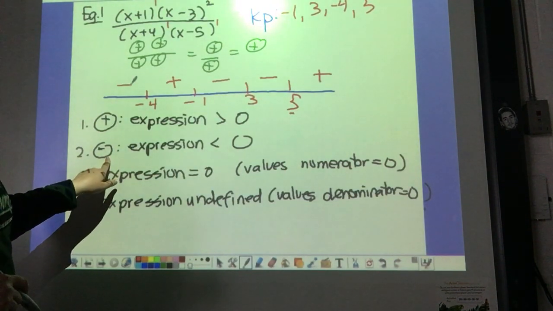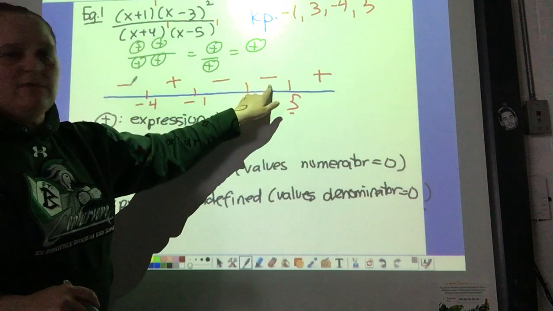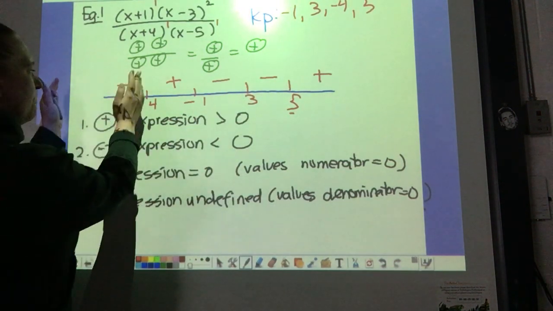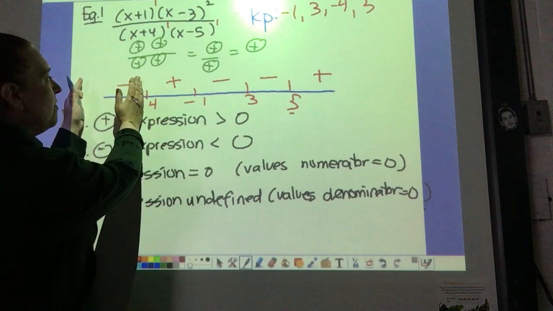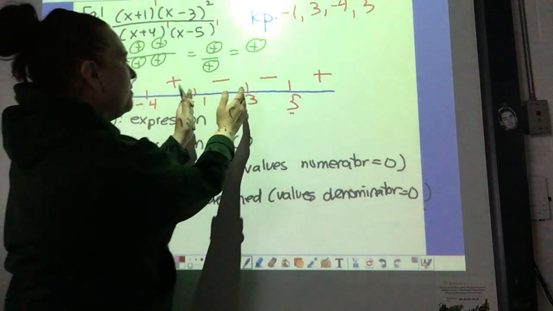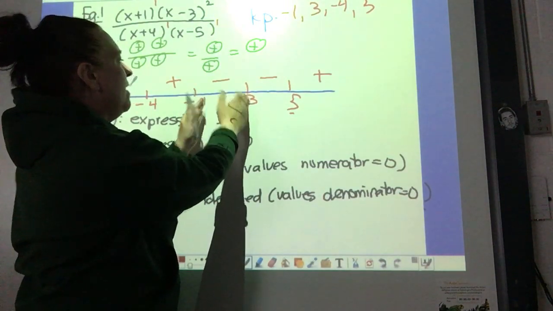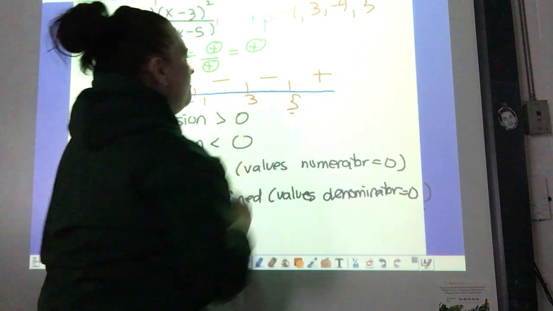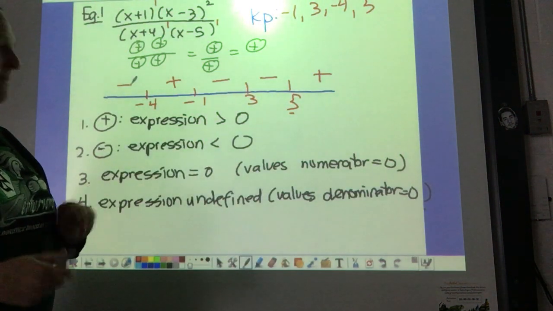Any region with a negative sign, we have 3 regions that are negative. Well, what does that mean? That's where the expression is negative. If you choose any number from -infinity to -4 and run it through, it'll make that expression negative. If you choose any number between -1 to 3 and run it through, it'll also make it negative. And then any number from 3 to 5 will make that negative as well. So that's what it means.